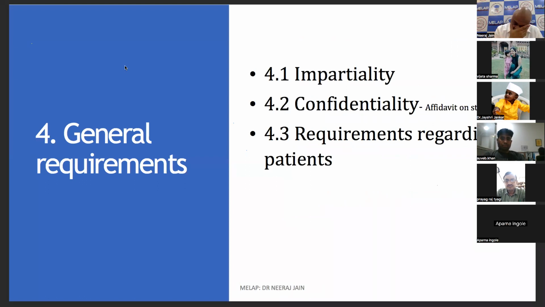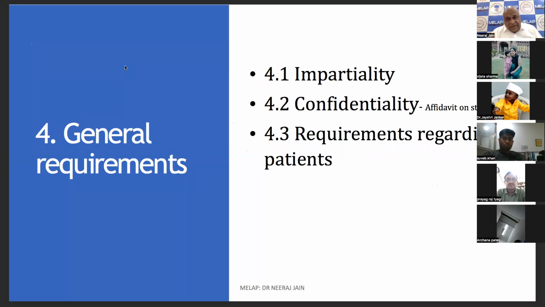Now, some general requirements. This is your clause 4. The standard is talking about impartiality, confidentiality, and requirements regarding patient. The standard is very particular about the welfare of the patient, so they have added this requirement 4.3, requirements regarding patient. Impartiality was there in the ethical conduct previously also.